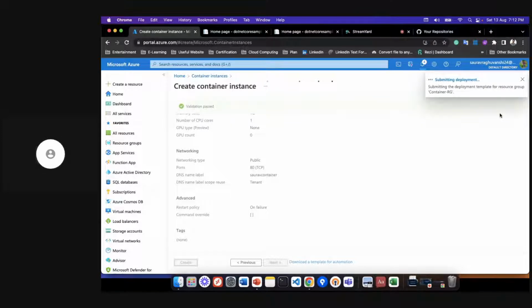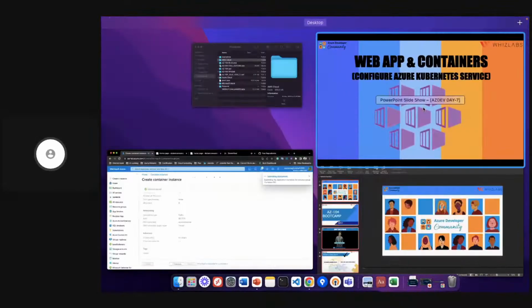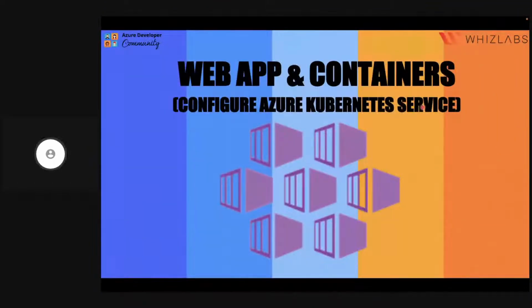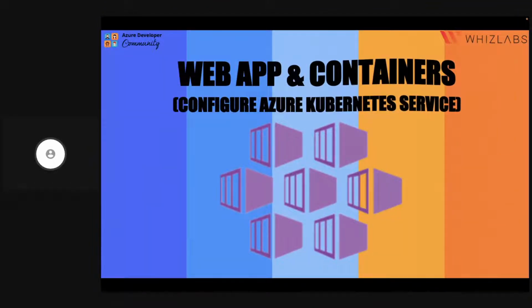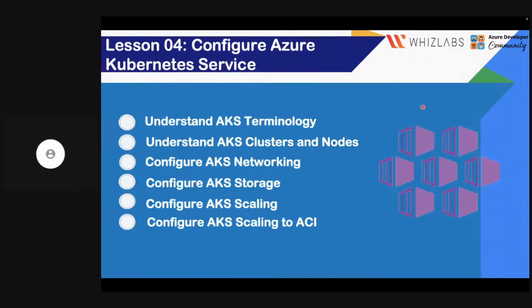Now it's getting deployed, and as it's going to take a little bit of time, let's jump back onto the presentation and see the last part of our section, that is Kubernetes service. In this section, what we are going to cover is what is AKS, what is an AKS cluster and nodes, what is AKS networking, AKS storage, AKS scaling, AKS scaling to ACI.